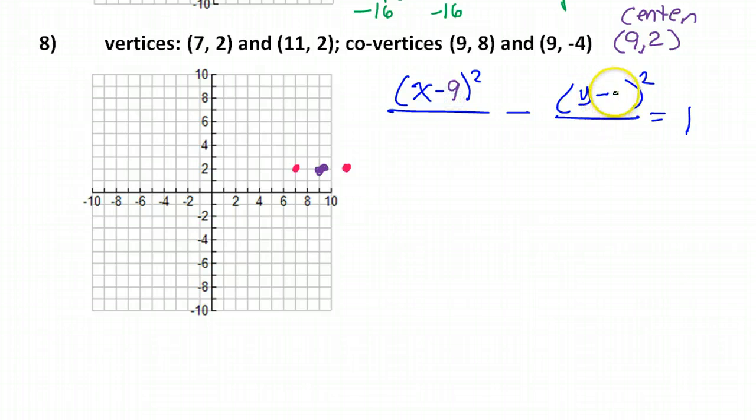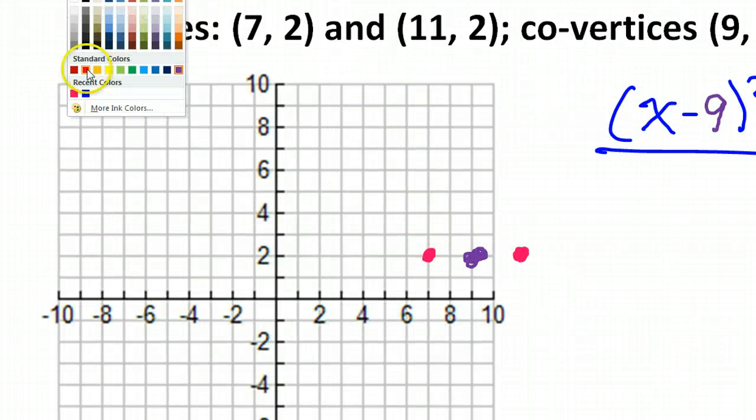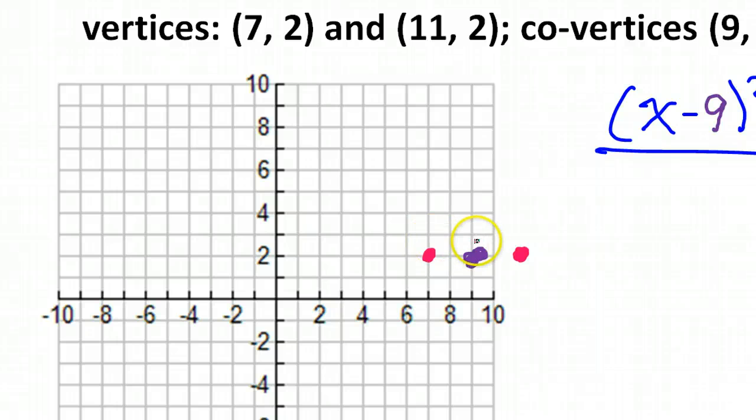So I've got x minus 9 and y minus 2. All I need are my a squared and my b squared. I feel like I should zoom in. My a value is also right here. I'll use this side. This is my a value from the center to the vertex. So clearly a is 2, so here we put a squared, which is 4.